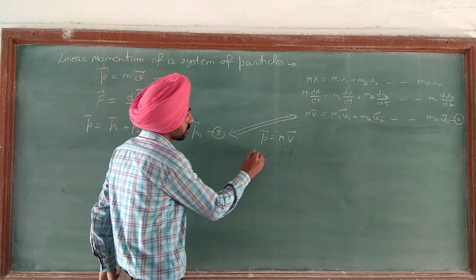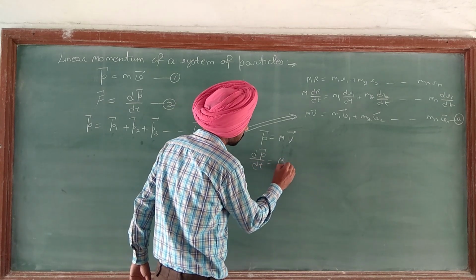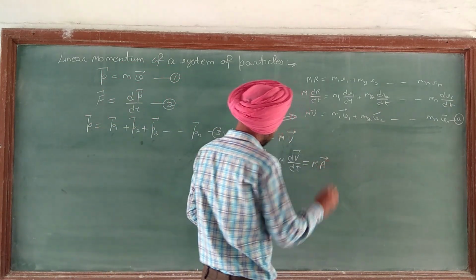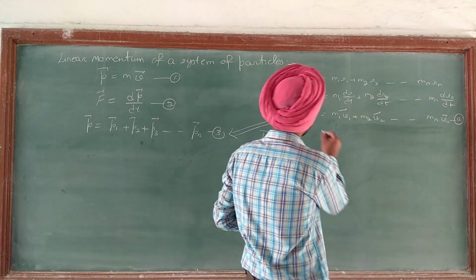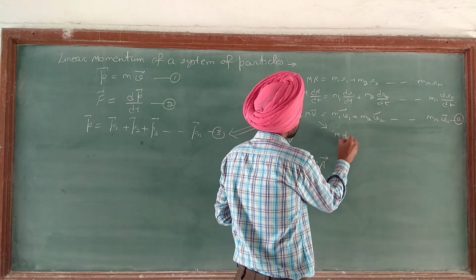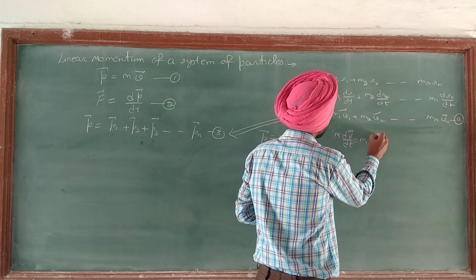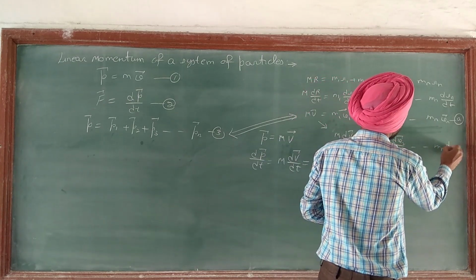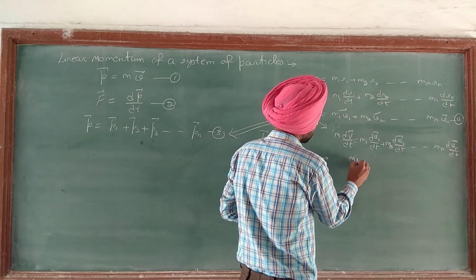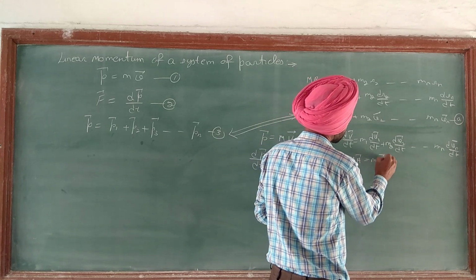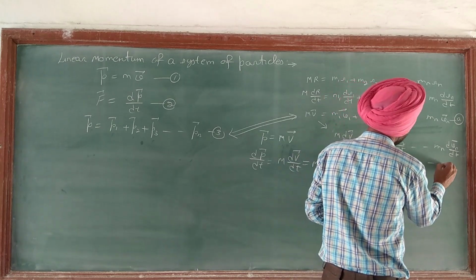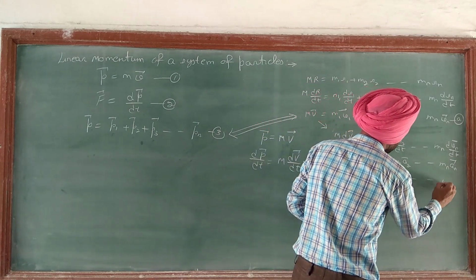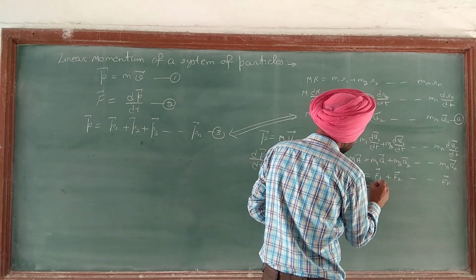If we differentiate this, then it will be dP upon dt equal to M dV upon dt. This dV upon dt is the acceleration of the center of mass. As we already derived, if we differentiate on both sides, it was M dV upon dt equal to m1 dv1 upon dt plus m2 dv2 upon dt and so on, mn dvn upon dt. So it will be M A, the acceleration of the center of mass, equal to m1 a1, the acceleration of the first particle, plus m2 a2, the acceleration of the second particle, and so on, mn an. So this is F1 plus F2 and so on, Fn. It was written as F external.